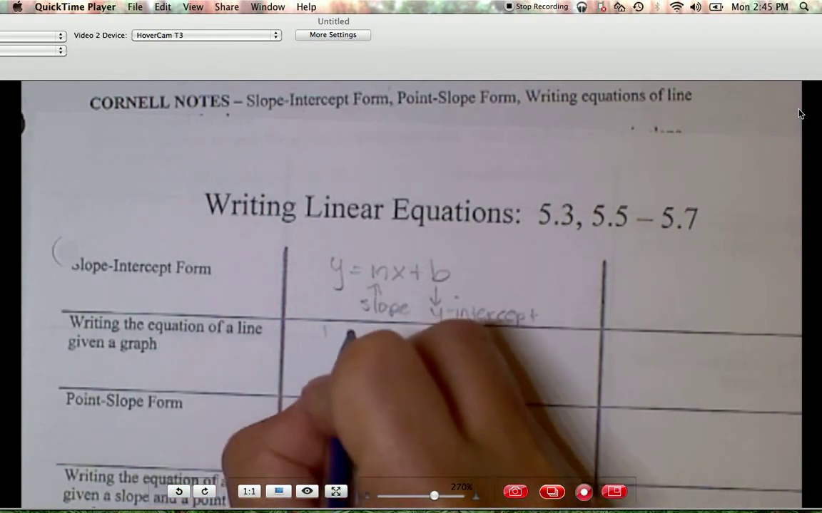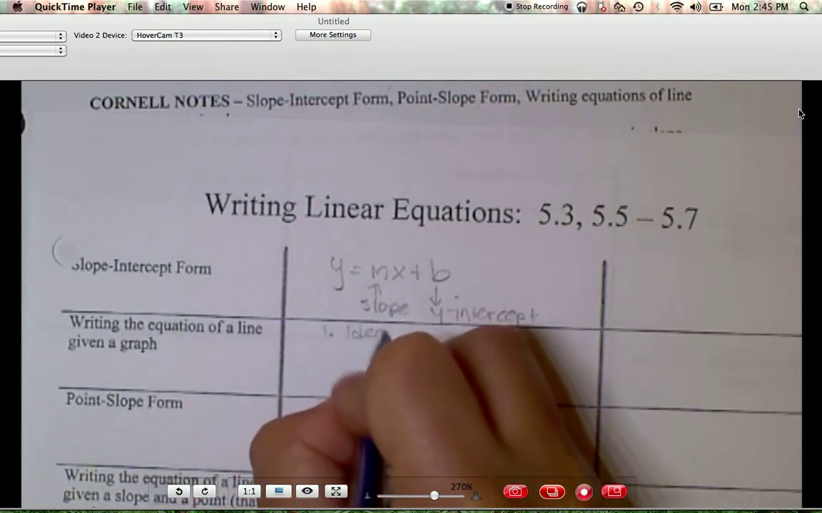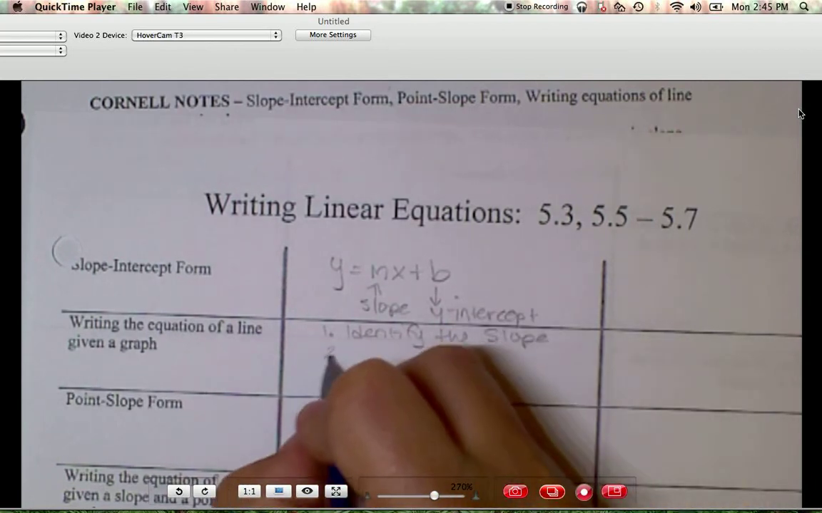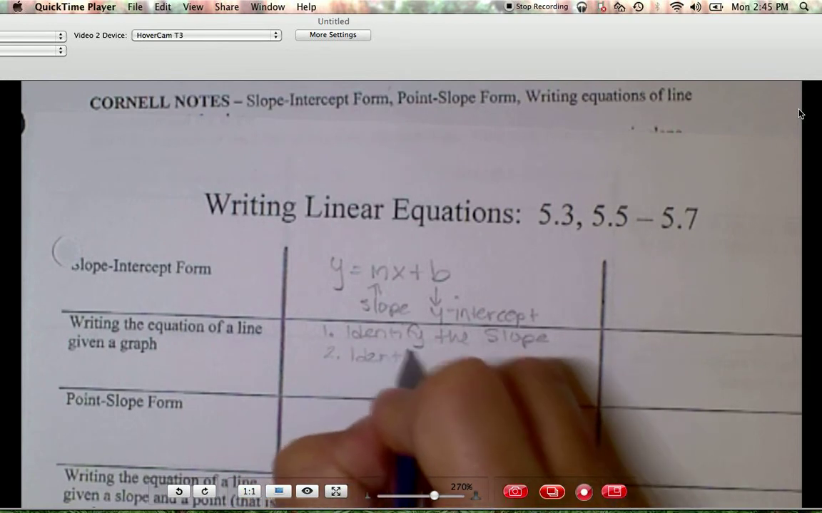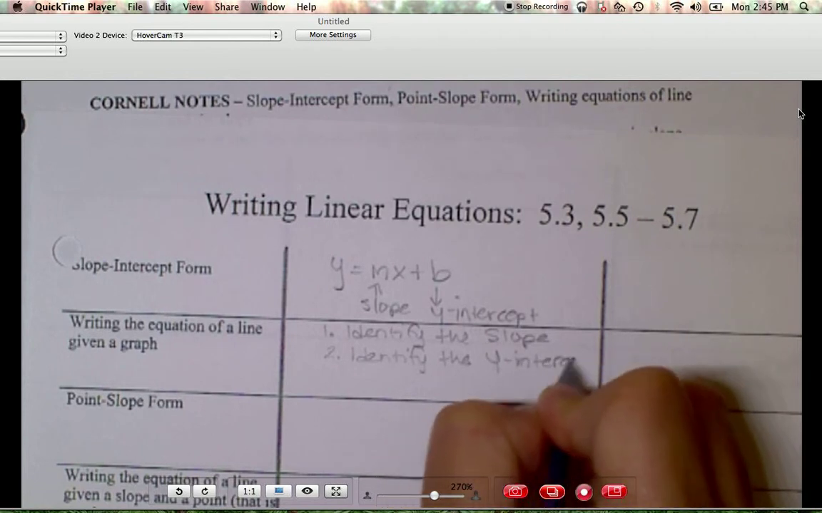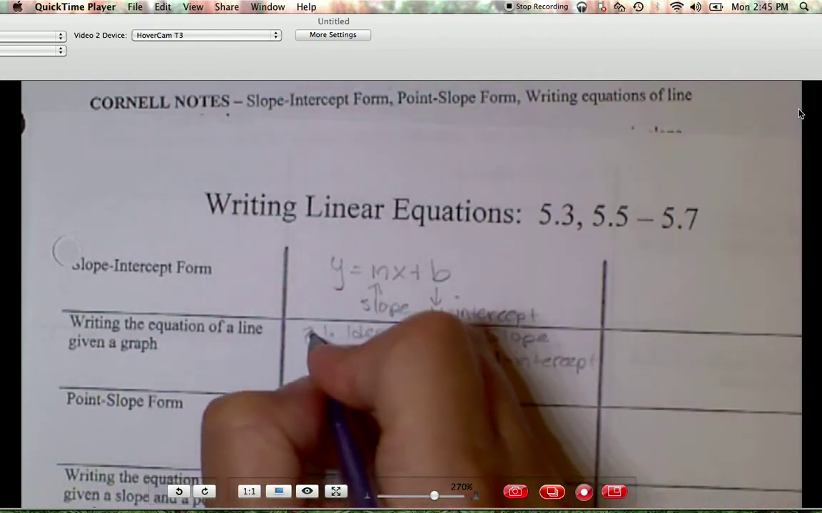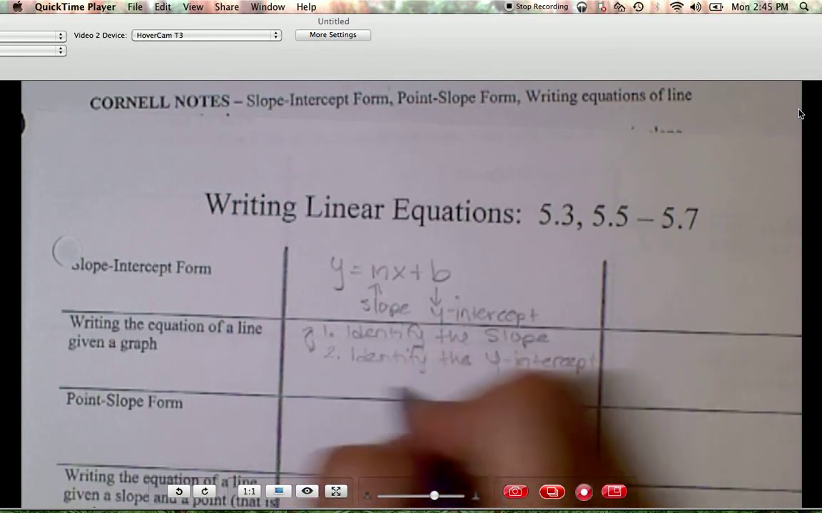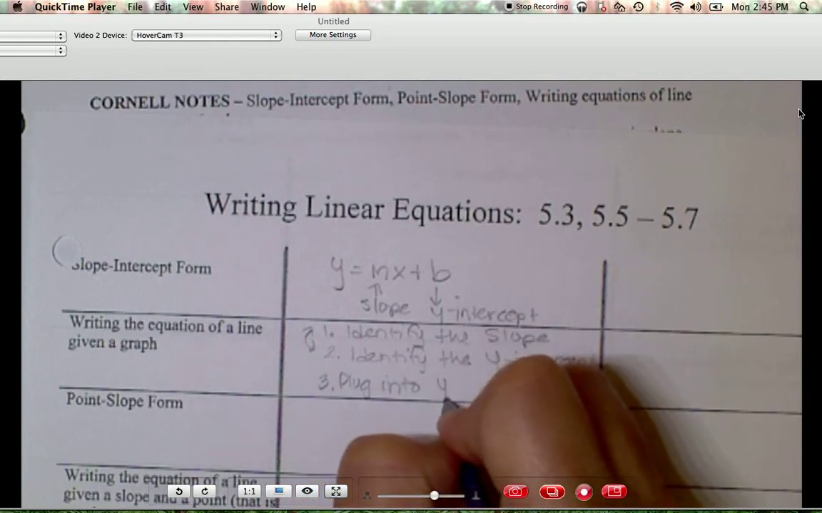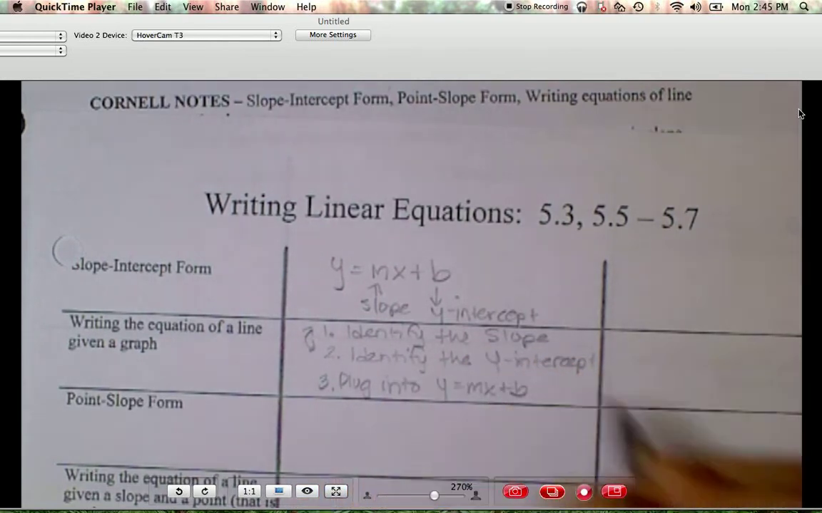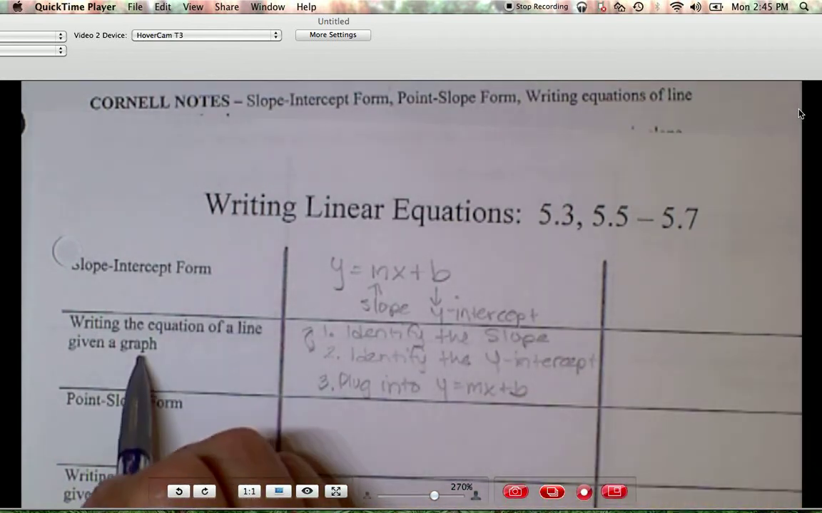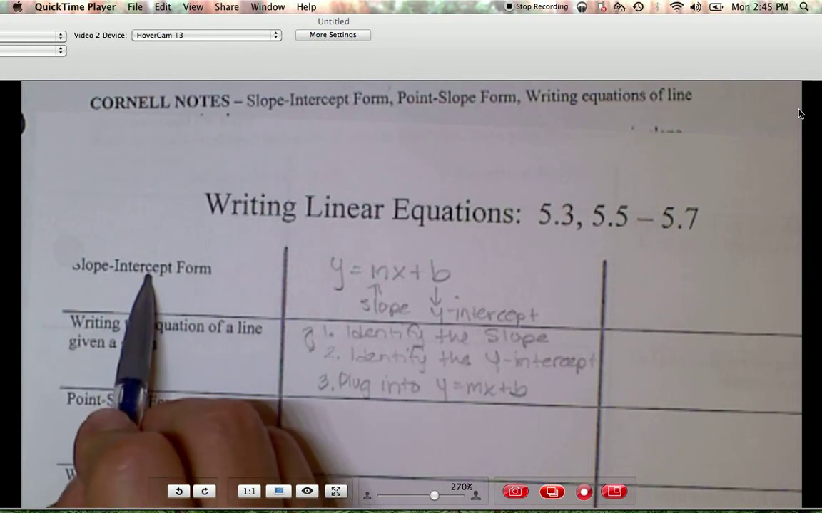The first thing you want to do is identify the slope, identify the y-intercept. Now these two things have to happen first, but it doesn't matter which order these two things happen. Once you've done that, then just plug into y equals mx plus b, slope-intercept form. This only works if you're given a graph or if you're given the slope and the y-intercept.